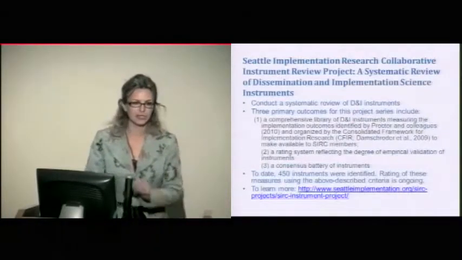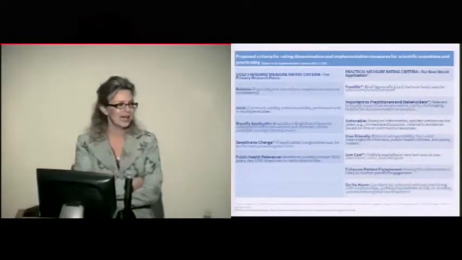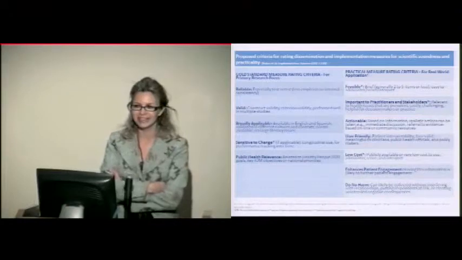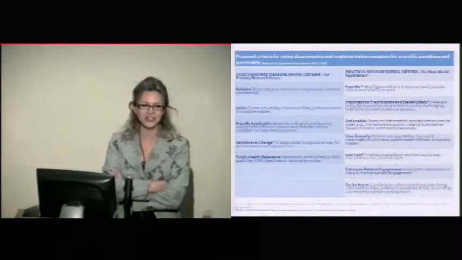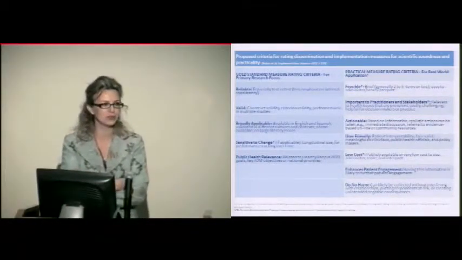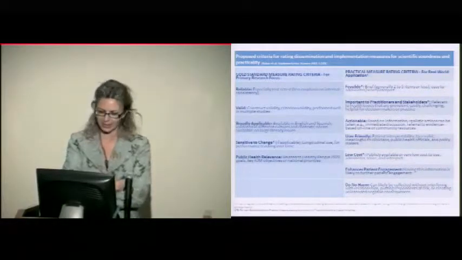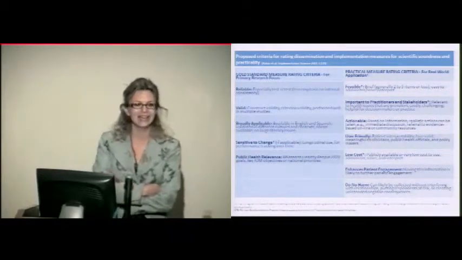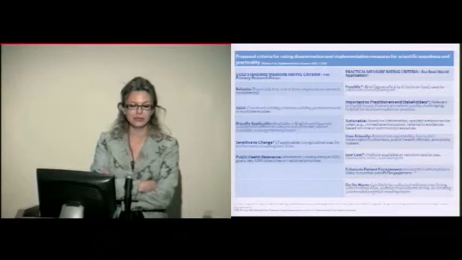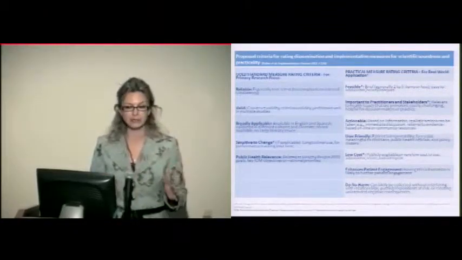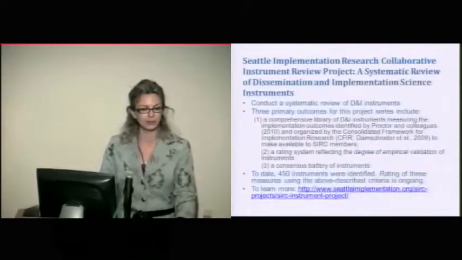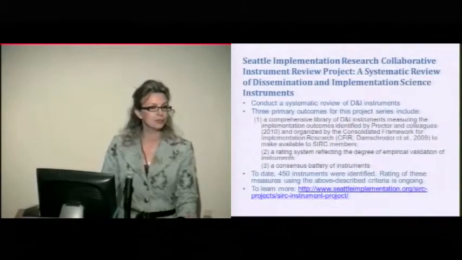So you might ask the question, where do I find appropriate D&I instruments and measures? And good question. There are a couple of ongoing initiatives that are trying to catalog existing measures, and they use actually different approaches. The first one is the Seattle Implementation Research Collaborative. They have an instrument review project.